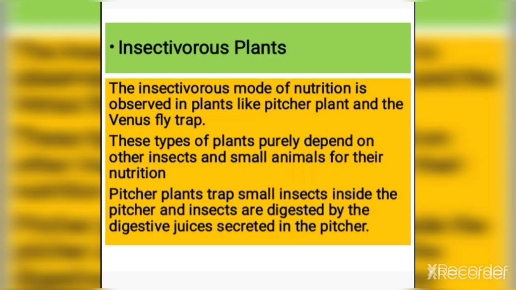Now, let us discuss insectivorous plants. Insectivorous mode of nutrition. The insectivorous mode of nutrition is observed in plants like the pitcher plant and the Venus flytrap. These types of plants purely depend on insects and small animals for their nutrition. Pitcher plants trap small insects inside the pitcher, and the insects are digested by the digestive juices secreted in the pitcher.